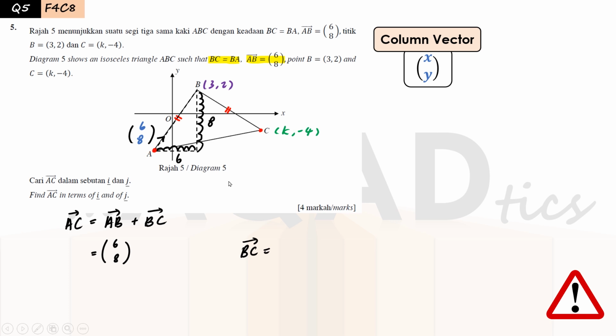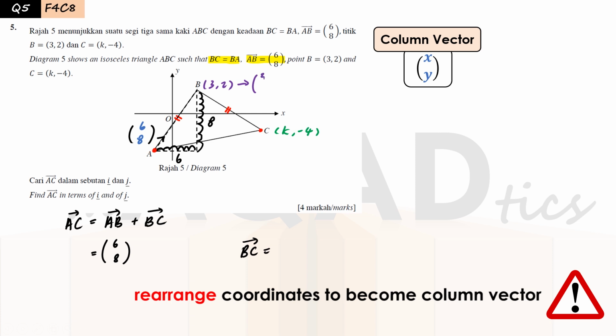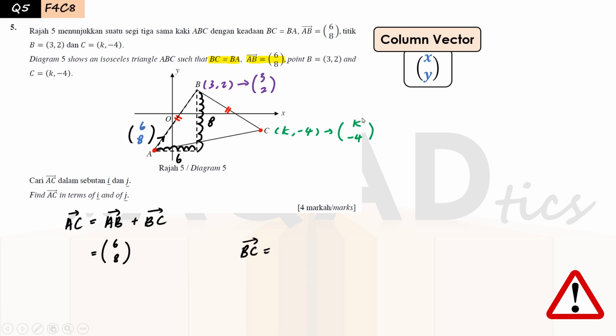Right, so the first thing is, from coordinates, how do we change it to the common vector format? Okay, this one very simple. For 3, 2, I'm going to put the x coordinate on top and the y coordinate at the bottom. Same goes to point C as well. For the value of k, I'm going to put on top and -4 put at the bottom. Alright, so the first question you may ask is, why can suddenly coordinates change to column vector?